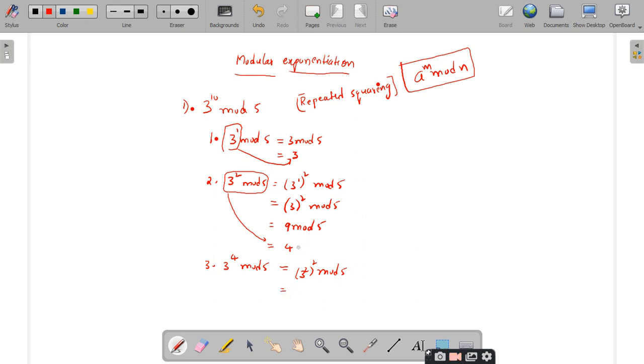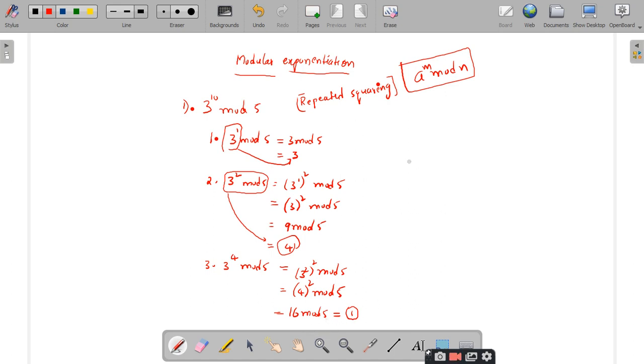What is the 3 square value here? 4. So, 4 square mod 5. What is 4 square? 16. What is 16 mod 5? 1. So, this is the basic value you will get. When you get 1 or minus 1, the remaining things will go with 1 only.